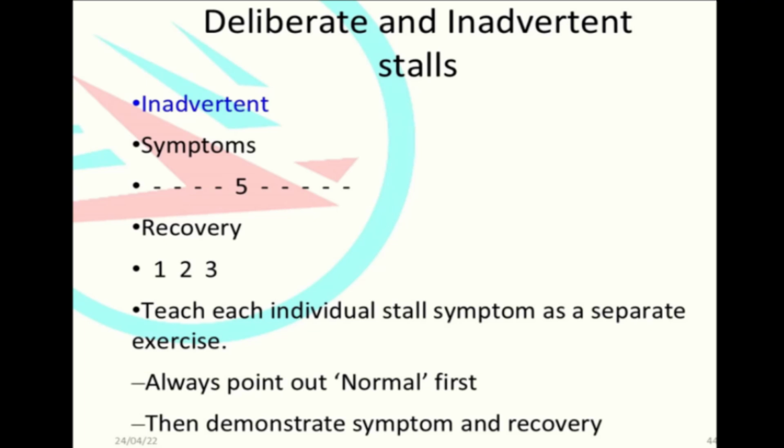So for instance, if we're going to demonstrate buffet, we would fly the glider at 50 knots and point out there is no buffet present at 50 knots or unstalled. Then we would slow the glider down until we get the pre-stall symptom of buffet, demonstrate the buffet, and then recover from that. And again, when we teach this, we build up from symptom number 1 to number 10.